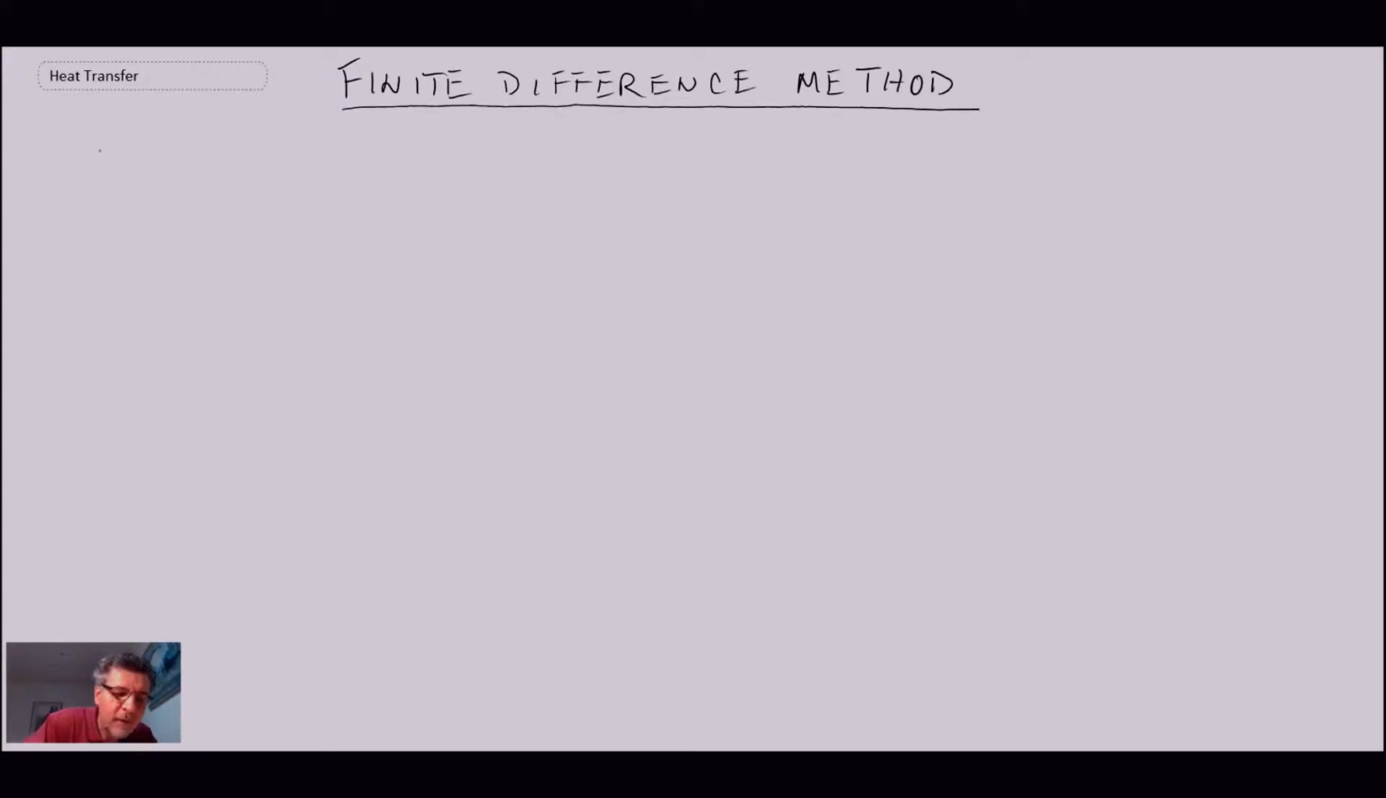I'm now going to go through a relatively quick overview of how to apply the finite difference method to heat transfer. And then in the next lecture, we'll go into more detail about how the equations come about and how you set up the method. So the first step in applying the finite difference method to the heat equation, or the heat diffusion equation, is what is referred to as grid generation.